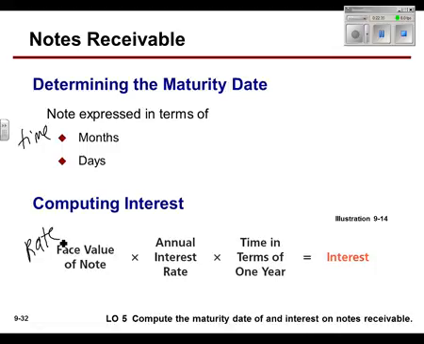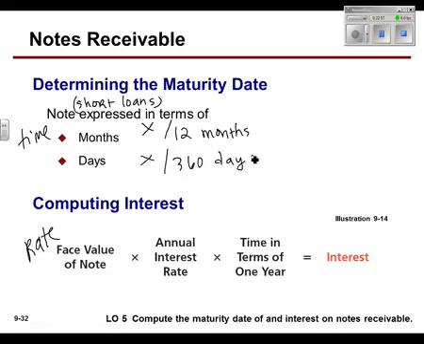Notes are usually short loans that can be expressed in either months or days. When they're expressed in months, it's X over 12 months. When it's expressed in days, it's X over 360 days. You might say, whoa, whoa, whoa, there's 365 days in a year, or during leap year, there's 366, like this year. The banking financial industry uses 360 as its divisible amount.